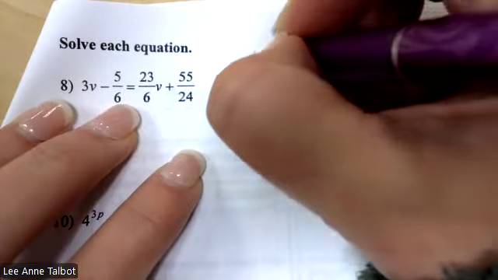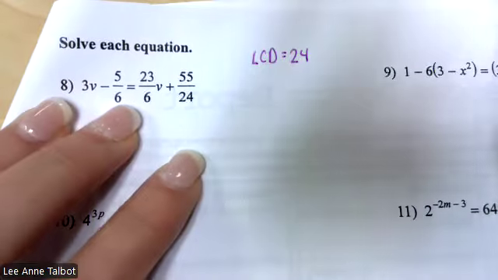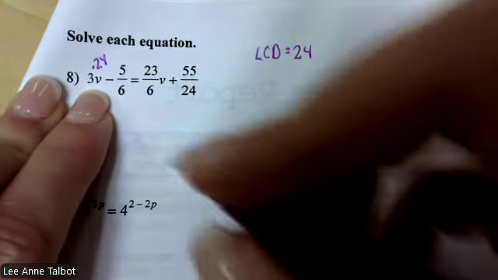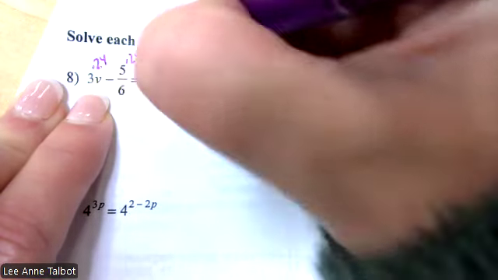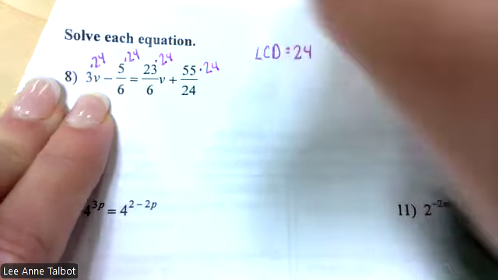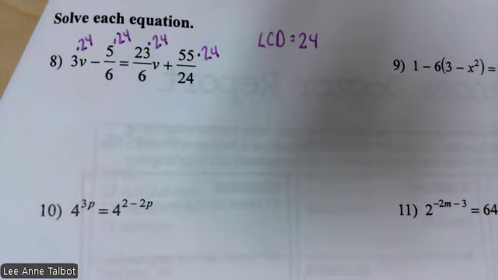All right. Number 8 is a fraction buster. What is the least common denominator? 24. Great job. Okay, so multiply everything by 24, including the 3v. And when I say everything, I mean just the numerators.